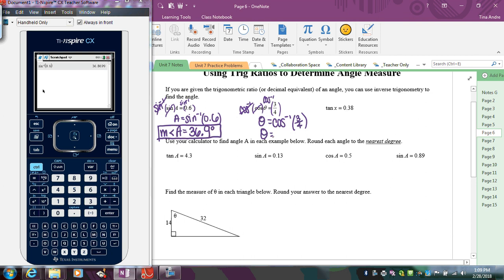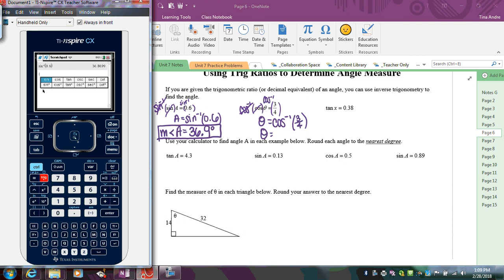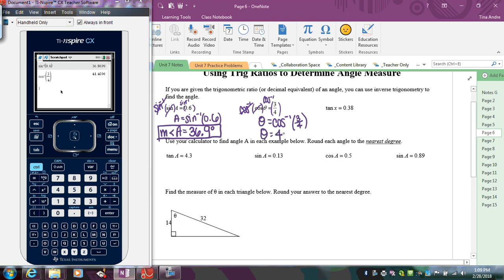We go ahead and type that in. We have trig, now we're going down to the inverse cosine, hit enter, and then 3 divided by 4. That gives us 41.4 degrees. Since theta usually represents the interior of the angle, I'm just going to leave it as theta equals, versus A, which is a vertex, so I put the angle symbol in front of it.